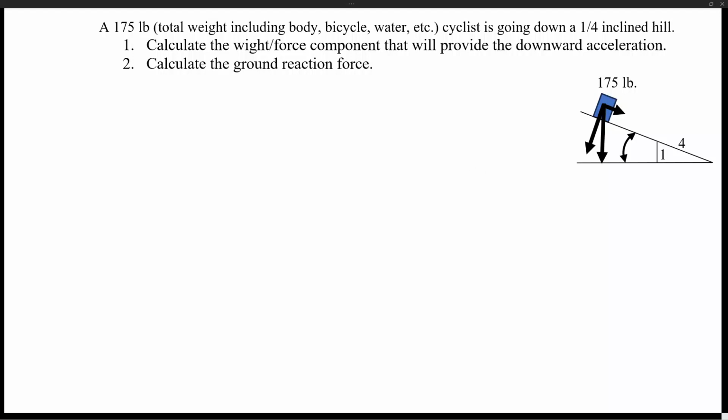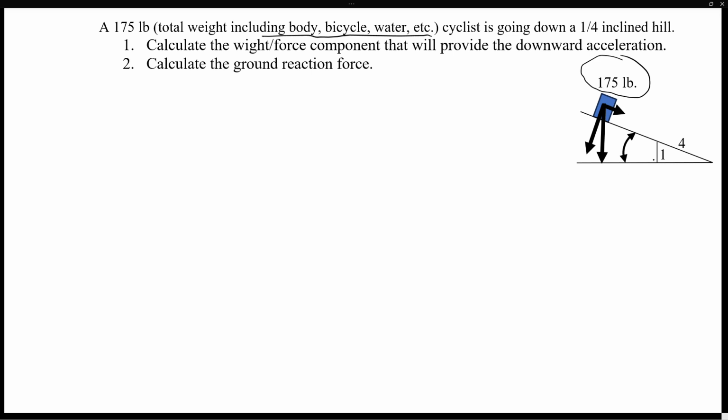In this scenario, a cycle is going downhill and the total weight of the cycle, including the body weight, bicycle and water, is about 175. And you are asked to calculate how much of this 175 will provide the downward acceleration and how much is the ground reaction, exactly acting opposite to the road surface.